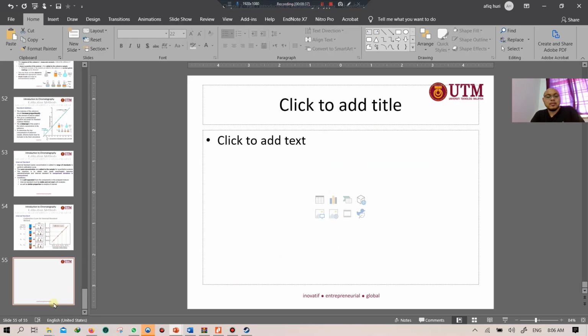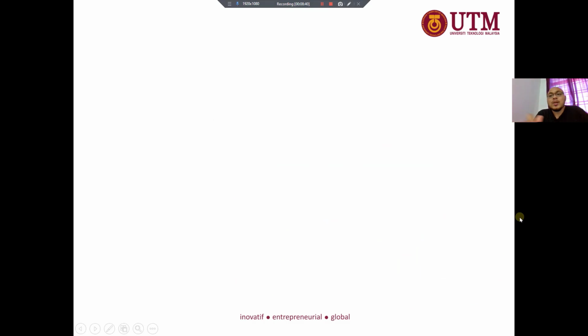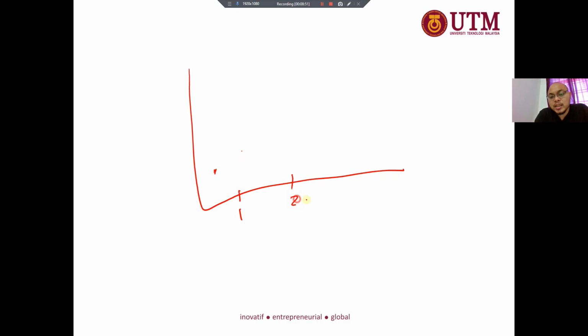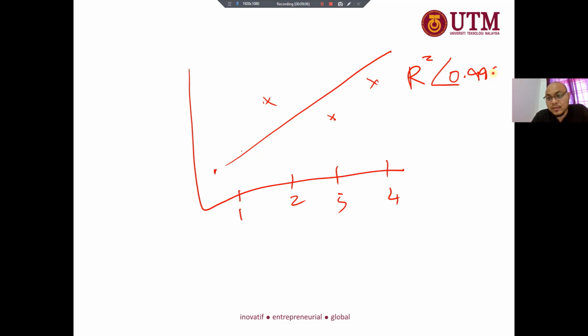What actually happens when we have the fluctuation reading? The problem with the fluctuation reading is that sometimes you get the value high, sometimes you get the value low, or sometimes moderate. So when you plot the calibration curve, pretty sure the R squared value will be less than 0.995, so it cannot be accepted.